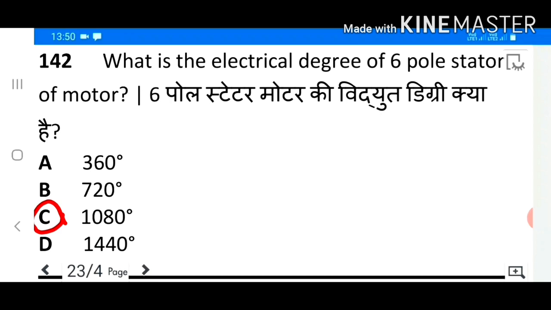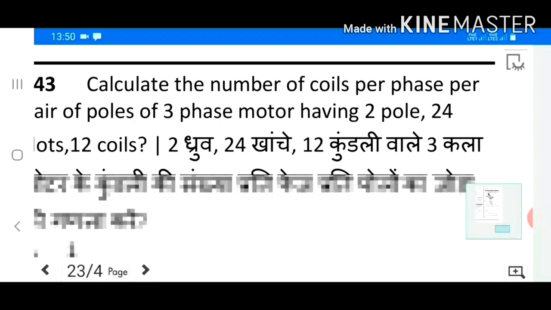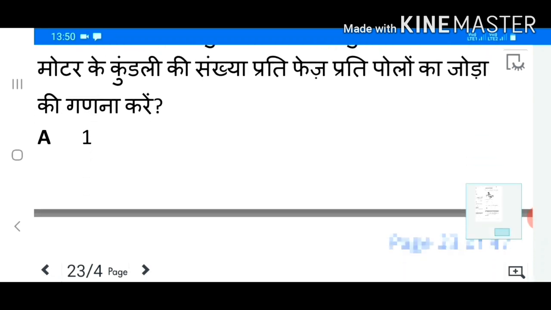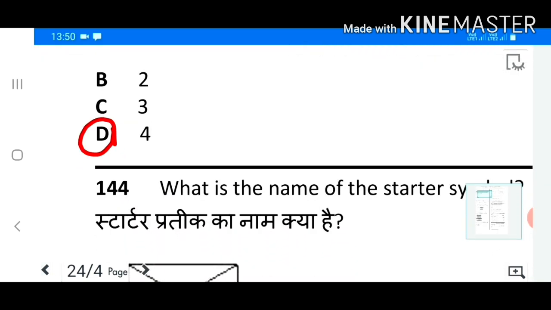142. What is the electrical degree of 6-pole stator of motor? Answer C. 1080 degree. 143. Calculate the number of coils per phase per pair of poles of three-phase motor having 2-pole 24 slots 12 coils. Answer D. 4.